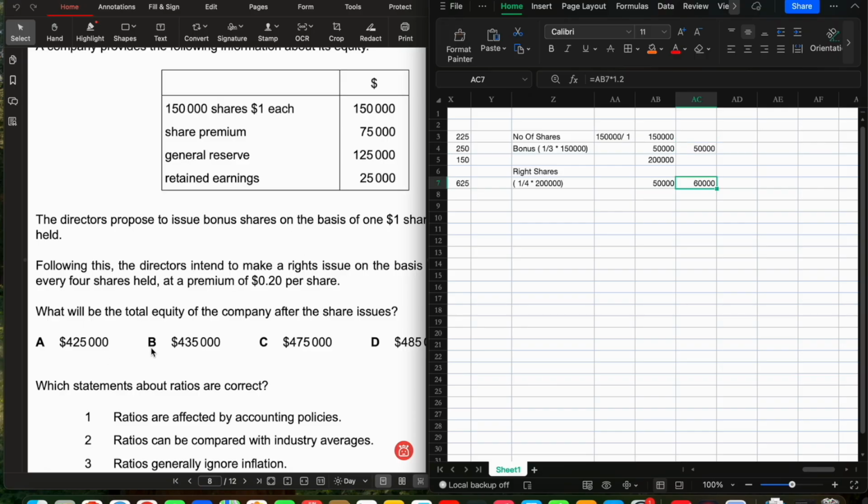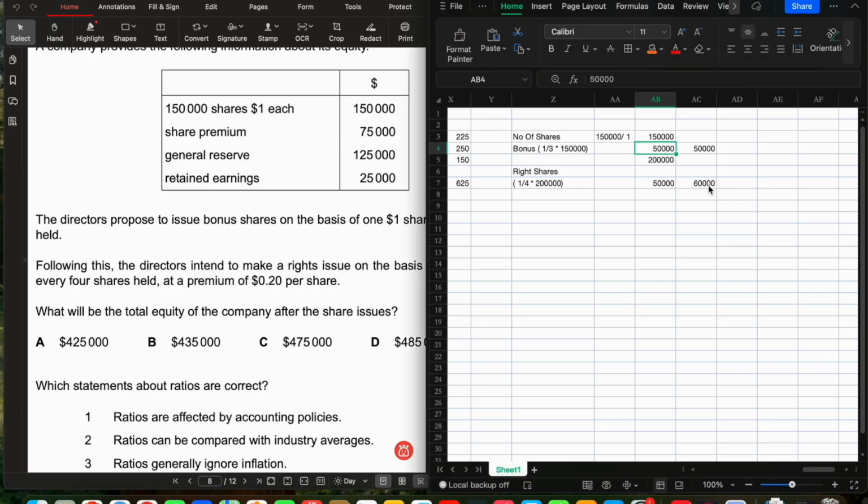The question was not asking you how much is the value. The question was asking you what is the total equity of the company after the share issues. So remember that when we issue bonus shares, there is no inflow of cash. Whatever money we have, the same thing will be circulated. We need 50,000 to give bonus shares, so we'll take the amount from the share premium and put it into the share capital. That's it. So there's no inflow or outflow of funds. Whereas when we issue right shares, there is an inflow of money.